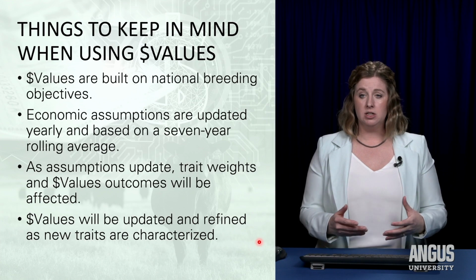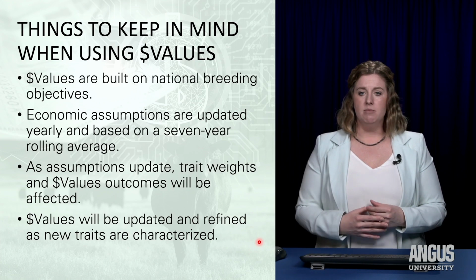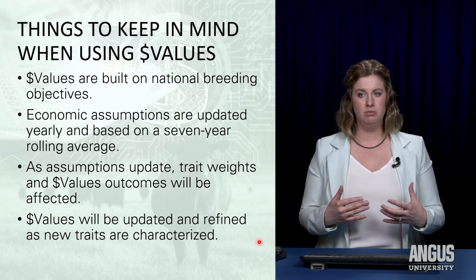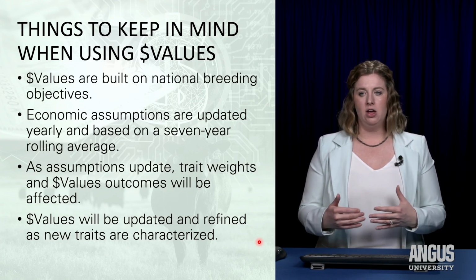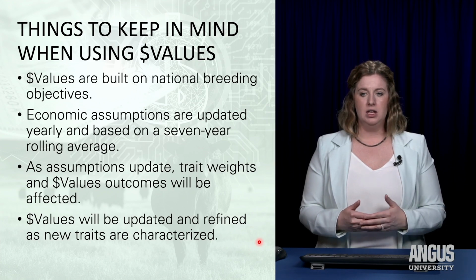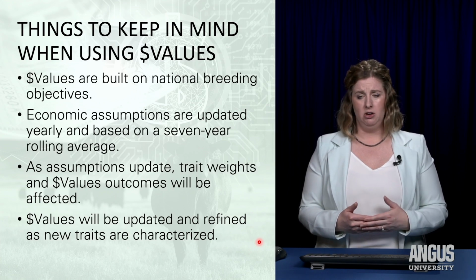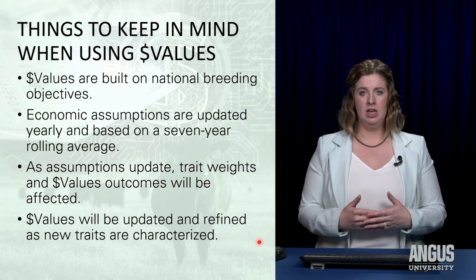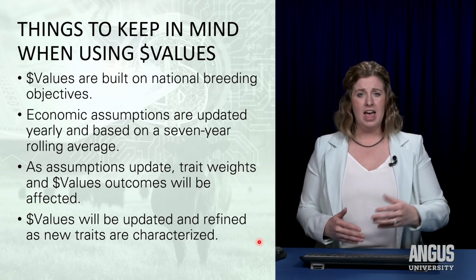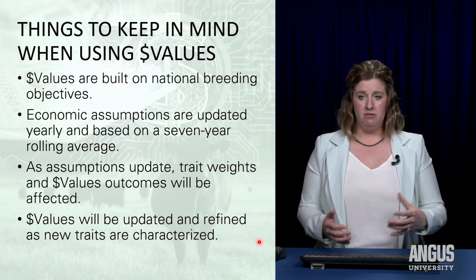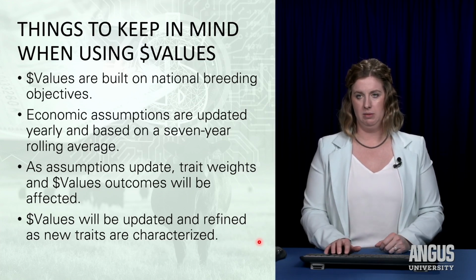With that, economic assumptions are updated yearly, but based on a 7-year rolling average. That follows our cattle cycle that's out there today. As assumptions update, whether that be trait weights, percentage of animals being culled, things like that, dollar value outcomes will be affected. And then finally, dollar values will be updated and refined as new traits come on board and are characterized. You've been hearing about our functional longevity research: how long and how many calves do cows leave in the individual herd? That could be a dollar value update that we fit in later because we now have that trait characterized inside of the Angus population.